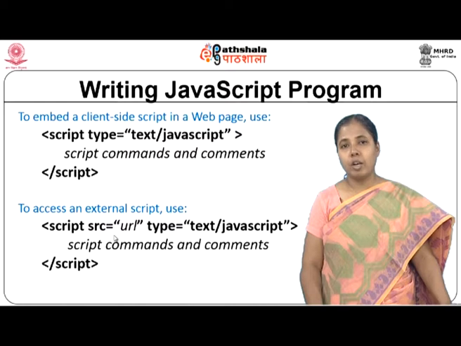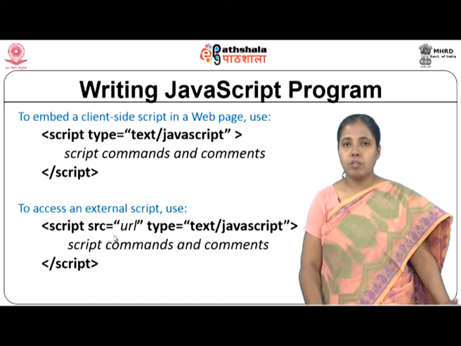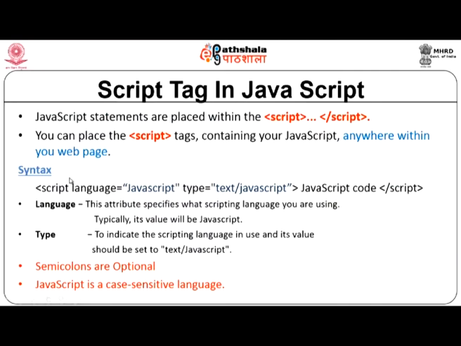So, either we can have an external JavaScript file, or we can directly embed the script code, but whichever it is, the script code has to be embedded within the script tags. We write the script code within the script tags, and it can be placed anywhere within the web page. Let us see the attributes we use along with the script tag. We use an attribute called language, which has the value JavaScript. This attribute specifies what scripting language we are using, and typically its value is JavaScript.